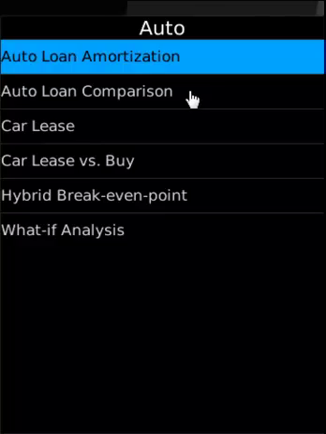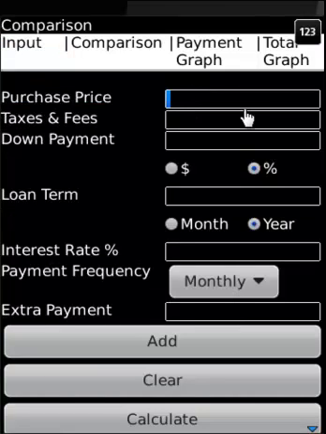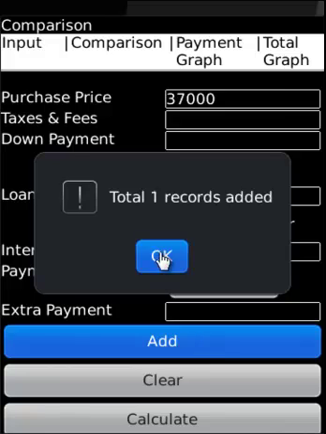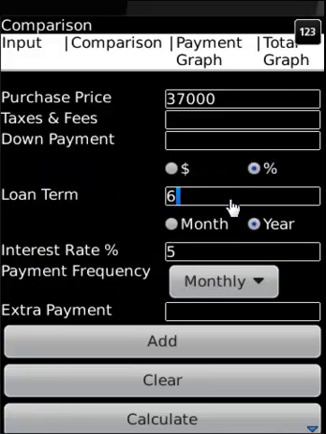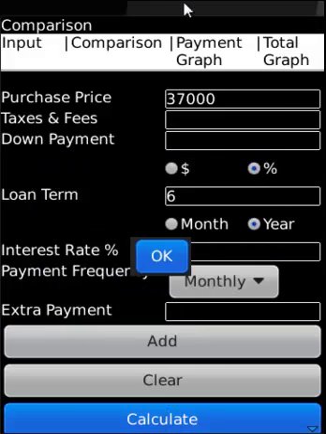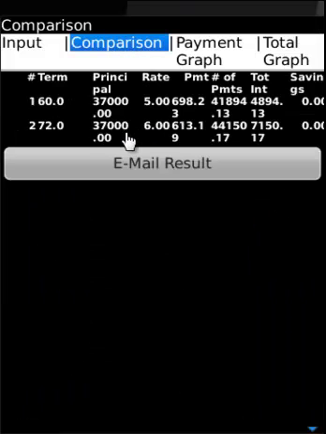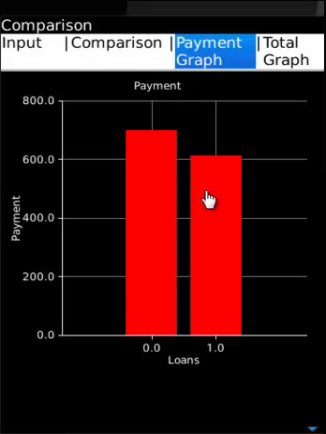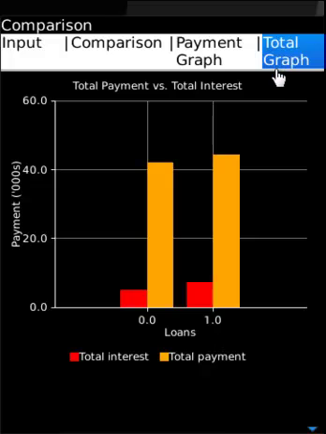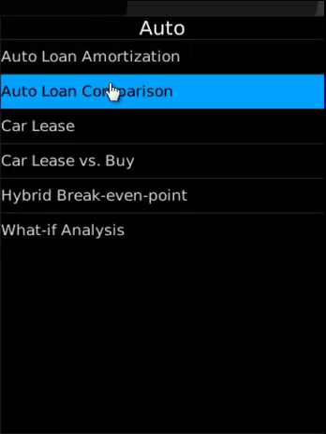Okay, loan comparison, you can compare 2 or more loans. So okay, let's say 5-year term, 5%. This is the first loan we added. 6 years, 6%, we added that. Now you calculate what we see. This is the net result of comparison. Then payment graph, how the payments compare. This is the total payments versus total interest, how they compare.